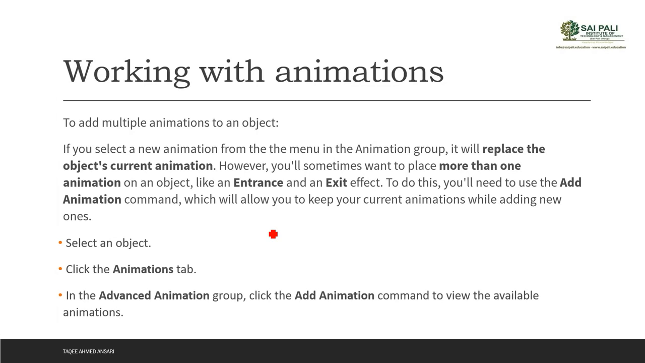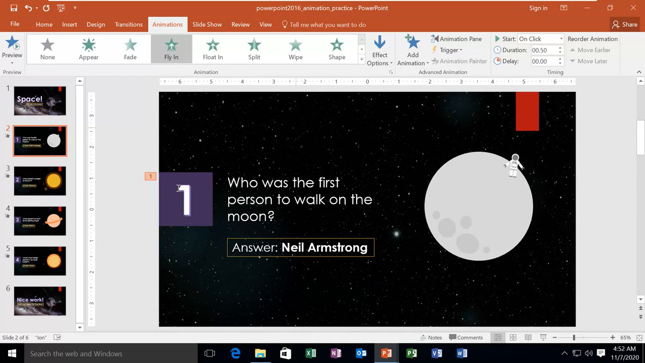That we can do from the Animation tab, and from the Advanced Animation group, we can click on Add Animation. By default, when you add an animation, right now it is Fly In. If I select Float In, the Fly In goes and Float In comes. It is not adding, it is changing. So this is Fly In. Now Float In is removed.